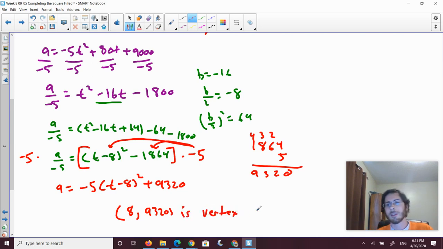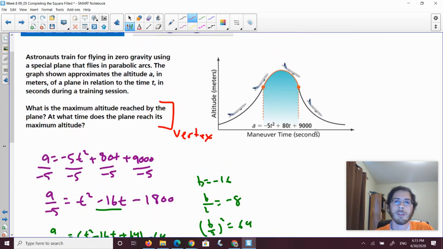So that's a good math answer, but since this is a real world question, we want to answer it in terms of the problem. If we think about this graph, t is where x usually is. So that means it's going to reach it at time 8. But 8 what? Well, over here, t is in seconds. So this airplane is going to get the highest it's going to get after only 8 seconds in the air. And if you think about it, that seems appropriate for a space shuttle. It should go up really quickly.